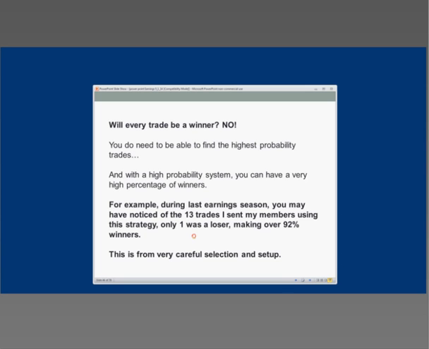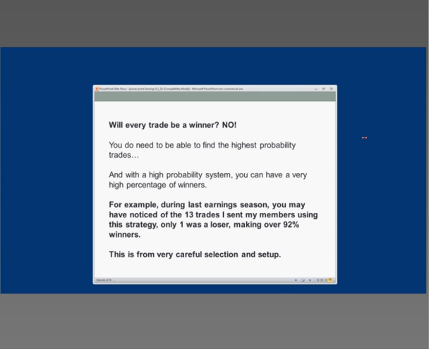So then will every trade be a winner? No, but don't we wish that every trade would be a winner? Gosh, well, I don't know. If every trade was a winner, then that's an interesting question. Then life would be boring, I guess, wouldn't it? So you need to be able to find, though, the highest probability trades.